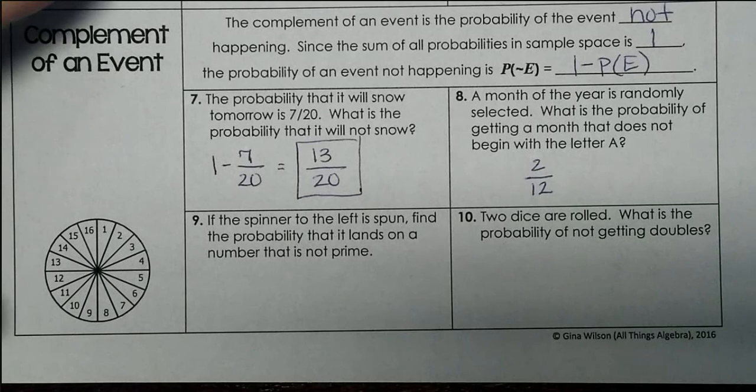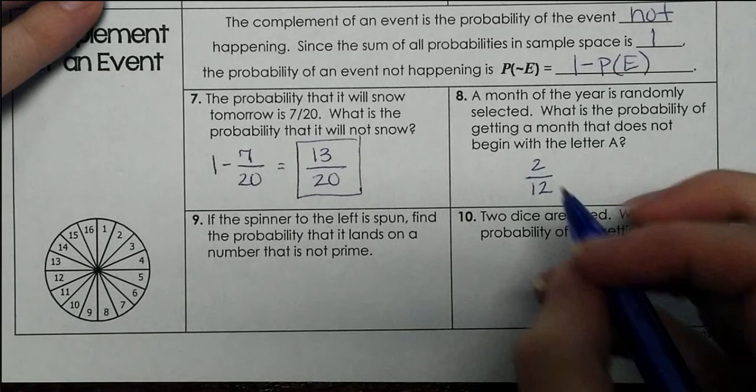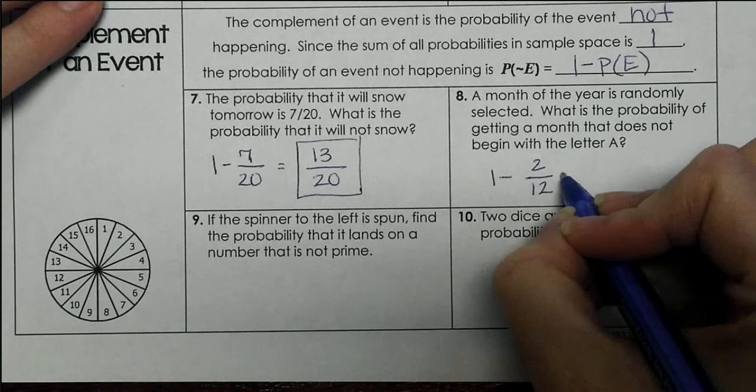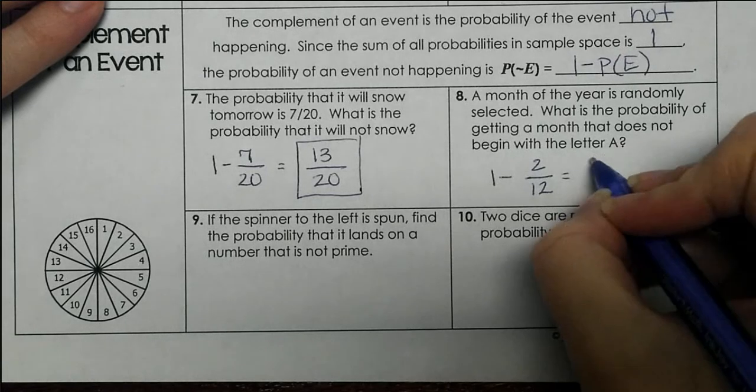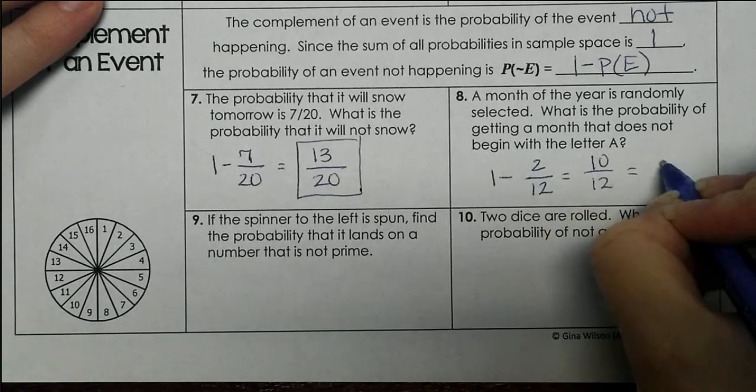So to get the probability of that not happening, you're just going to take 1 minus that. So you end up with 10/12, which reduces to 5/6.